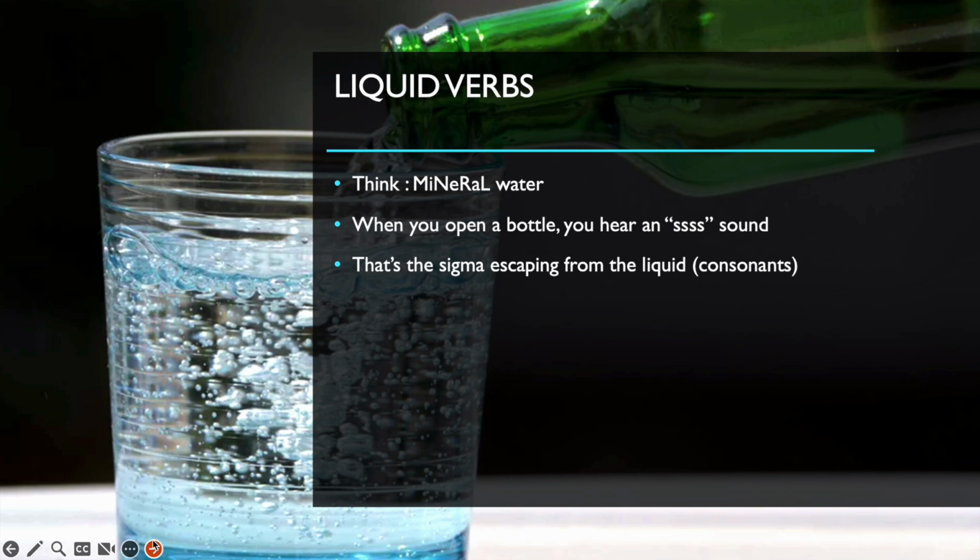Think of liquid verbs in this way as a memory device. Think of the word mineral, which has all the letters here: the mu, the nu, the rho, and the lambda. And when you open a bottle of mineral water or carbonated water, you hear a s sound. There's a hissing sound, and that's the sigma. And it's trying to get away from these liquid consonants. So think of it that way.